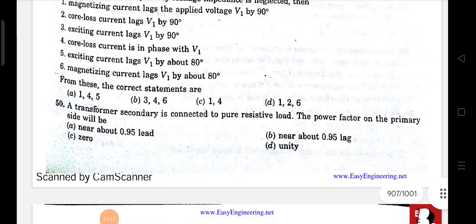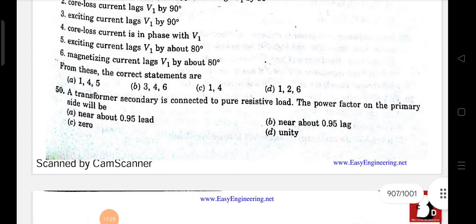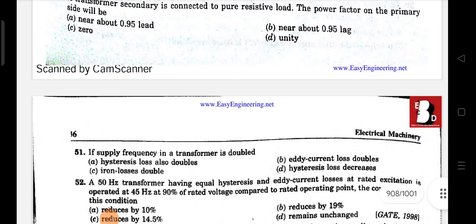Next, 50th question. A transformer secondary is connected to a pure resistive load. Resistive load means UPF load. The power factor on the primary side will be nearly UPF, and lagging in nature. So from the given options, the 50th answer, near about 0.95 lagging, is correct.